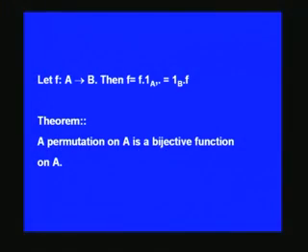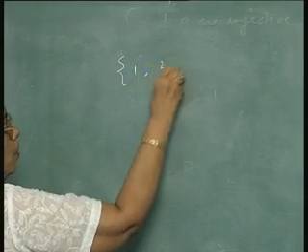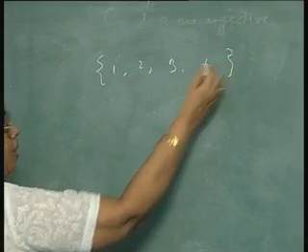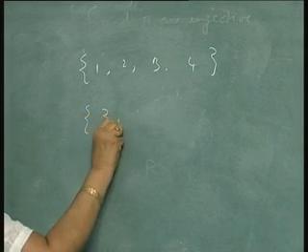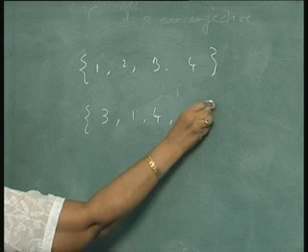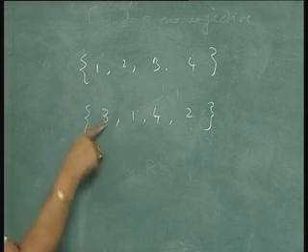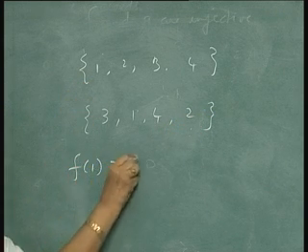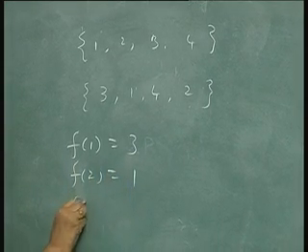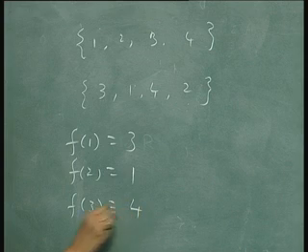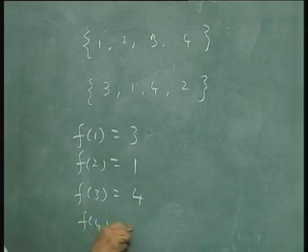The permutation on a set A is a bijective function on A. Consider the elements, say 1, 2, 3, 4. A permutation of this is a rearrangement. Say 3, 1, 4, 2 is a rearrangement. So, 1 is mapped onto 3, 2 is mapped onto 1, 3 is mapped onto 4, 4 is mapped onto 2.